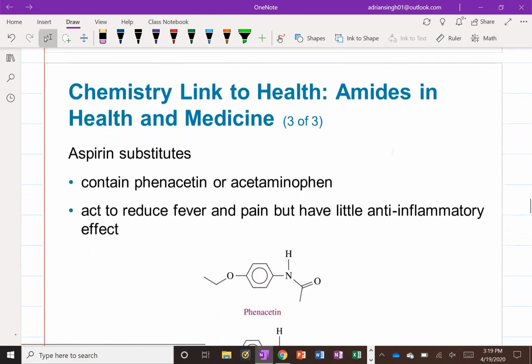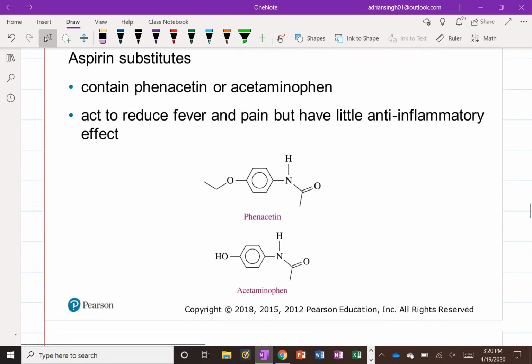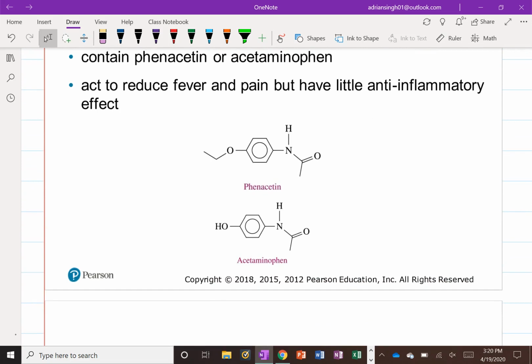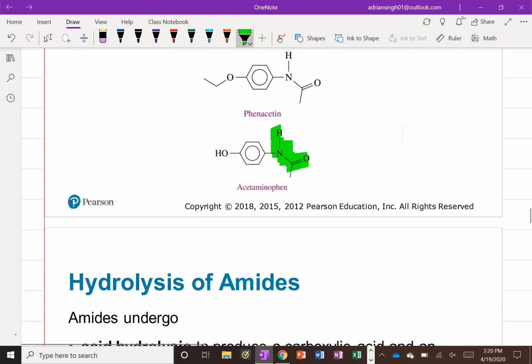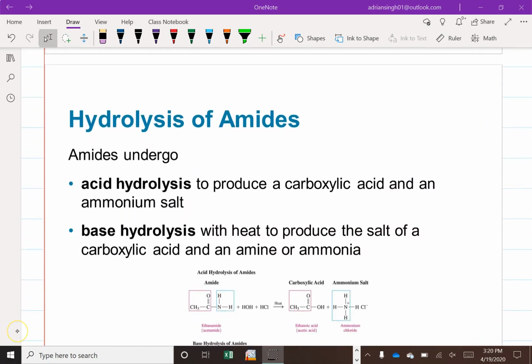We also find amides in aspirin substitutes, right? So for instance, phenacetin or acetaminophen, right? Very common drugs, over-the-counter medications that you may take. There's your acetaminophen, used as a pain reliever. There's your amide bond right there, C double bond O, N. So those are some of the general characteristics of your amides.